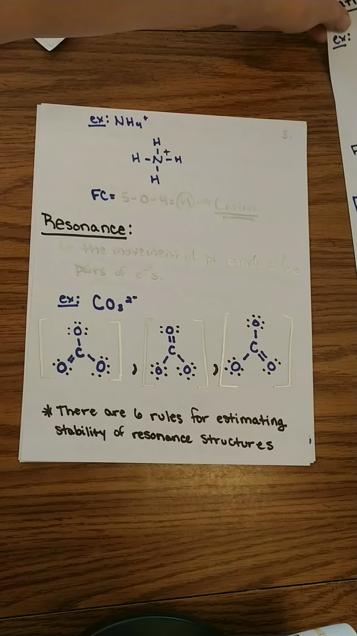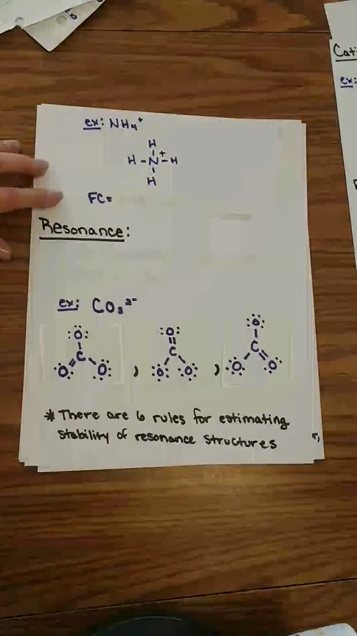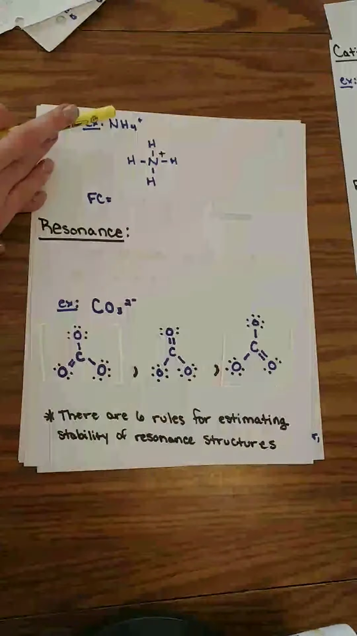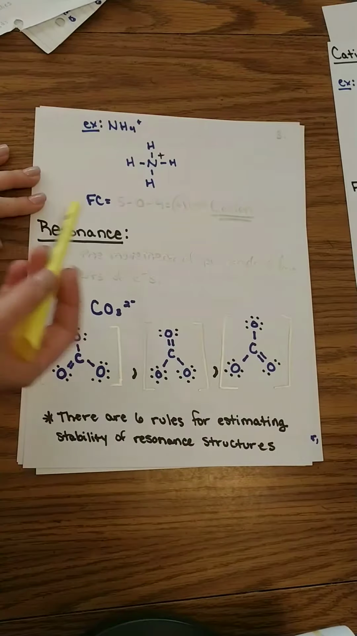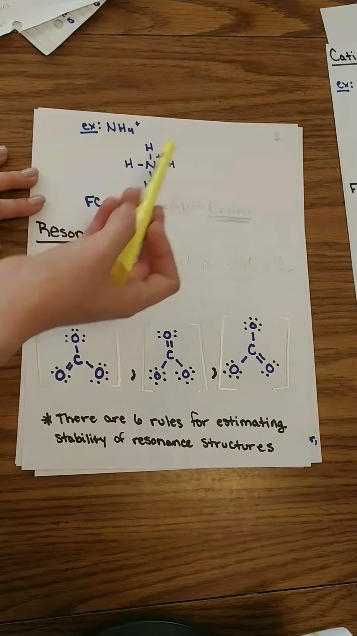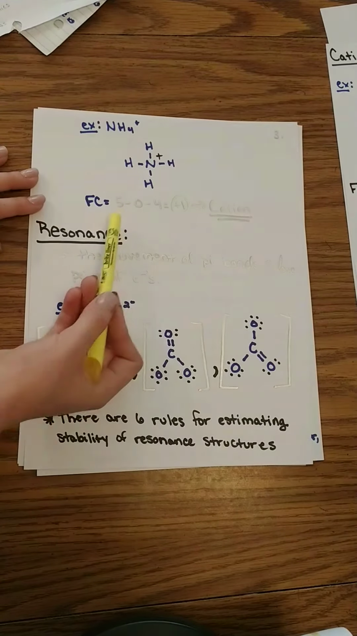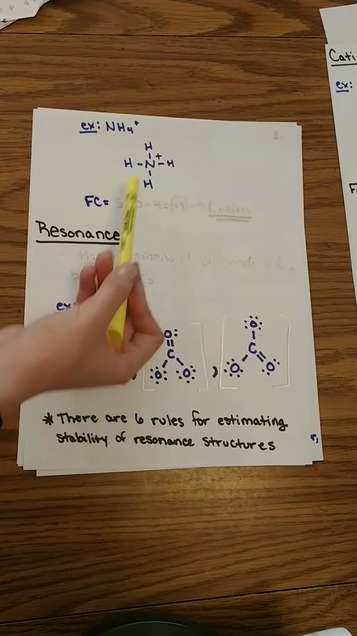For our next example, we have NH4+. The plus kind of gives away that there is going to be a cation, but we will continue on. Again, we have this nitrogen, and then 4 hydrogens connected and our plus. Again, let's find our number of valence electrons for nitrogen.